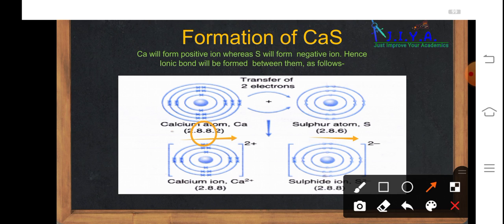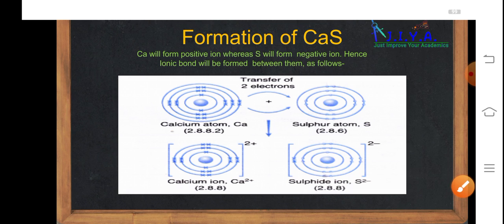Sulfur has 6 electrons in its outermost shell, so it needs 2 electrons to complete its octet. Sulfur will gain 2 electrons and form the sulphide 2 negative ion, whereas calcium will donate 2 electrons and form the calcium 2 plus positively charged ion.